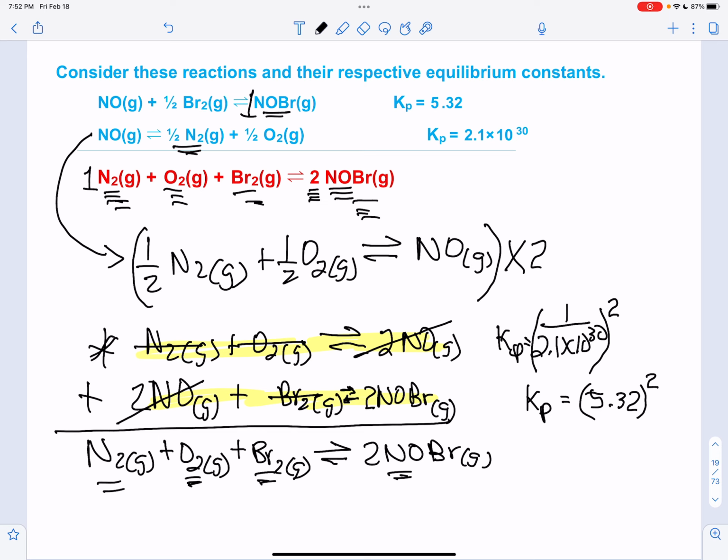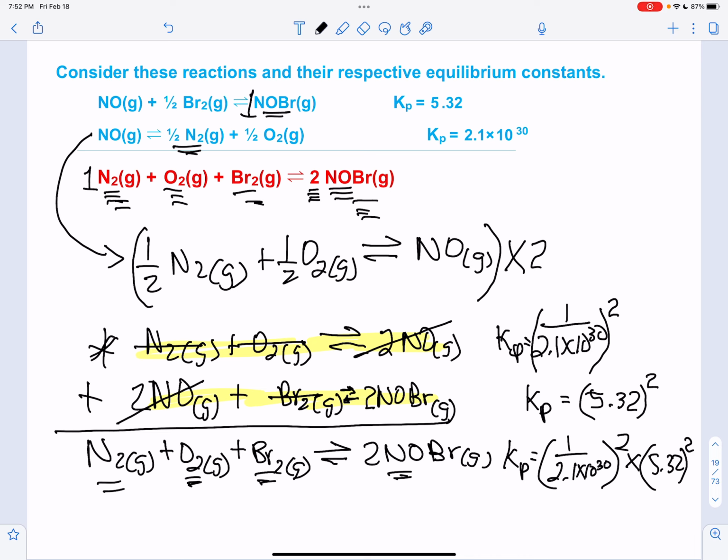Well, since we added two reactions, every time we add two reactions, we take the respective Kp's and we multiply them. So our Kp is going to be 1 over 2.1 times 10 to the 30th, squared, times 5.32 squared. So when you add reactions, their values are going to be multiplied.